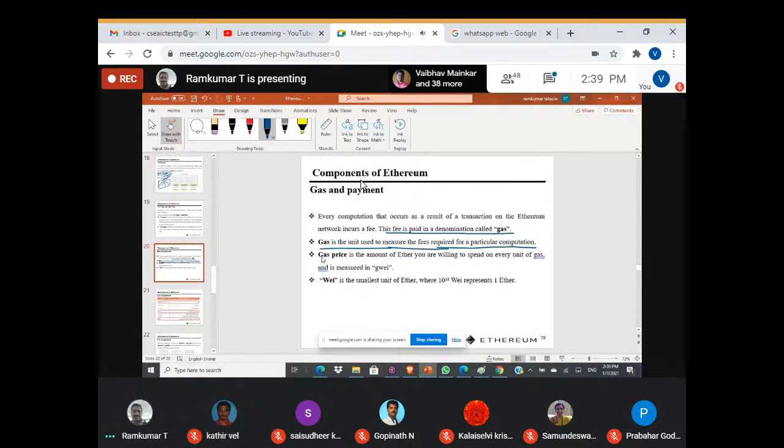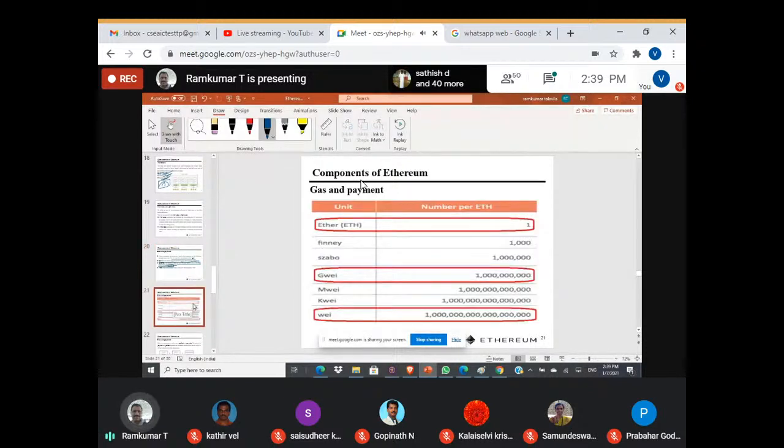Gas price is the amount of ether you are willing to spend per unit of gas, measured in Gwei. Gwei is one of the units of ether that I will discuss in a later slide, right? Now, ether, we know that.